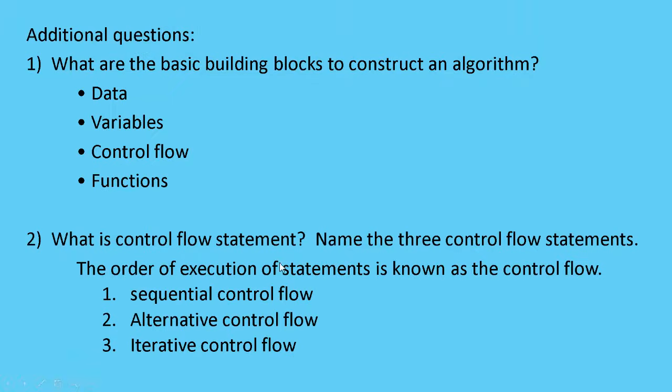So additional questions also I have given. What are the basic building blocks to construct an algorithm? Data, variables, control flow, and functions. What is control flow statements? Name the three control flow. The order of execution of statement is known as the control flow. How it is executed, whether one by one or based on a condition. We have three control flow statements: sequential control flow, alternative control flow, and iterative control flow.